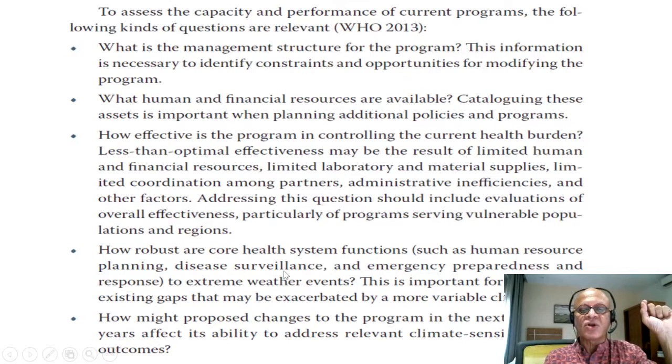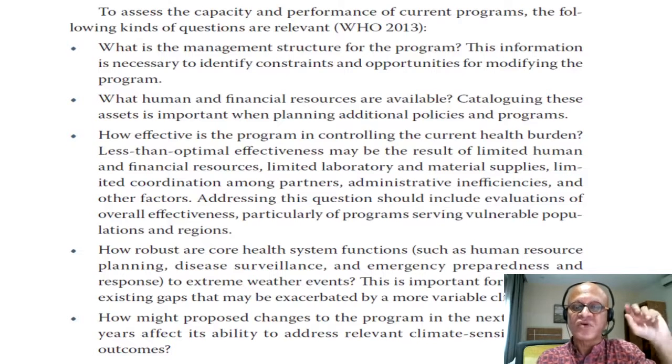How robust are core health systems functions, such as human resource planning, disease surveillance, and emergency preparedness and response to extreme weather events? This is important for identifying existing gaps that may be exacerbated by a more variable climate. So if you want to worry about health vulnerability assessments under climate change projections, you need to have these baselines evaluated and gaps identified. How might proposed changes to the program in the next 5 to 10 years affect its ability to address relevant climate sensitive health outcomes? So obviously these will become very region specific and location specific, neighborhood specific as well.